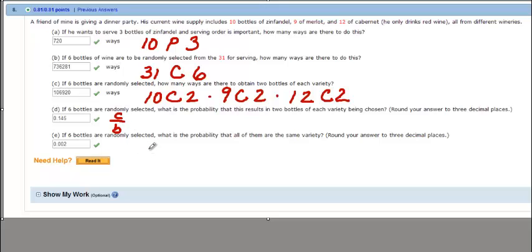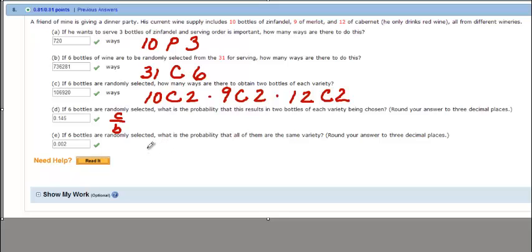For question E, I've got to do a little calculation on that. This is an OR. 6 bottles are randomly selected. What's the probability that all of them are the same variety? That means I want all 6 bottles to be Zinfandel, or all 6 bottles to be Merlot, or all 6 bottles to be Cabernet. So since it's an OR, I'm going to add. On my ANDs, I multiply.